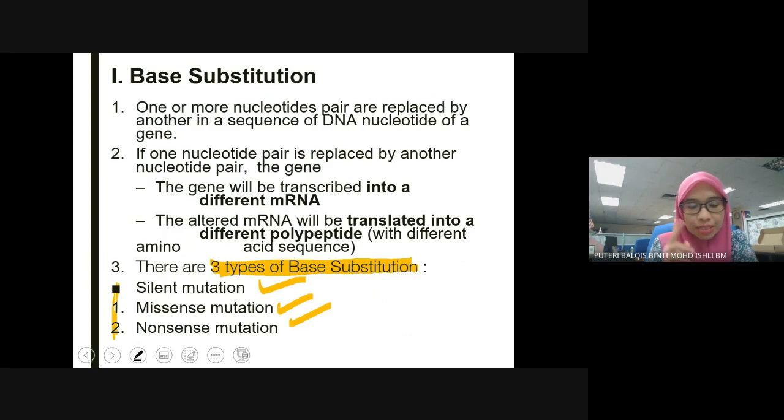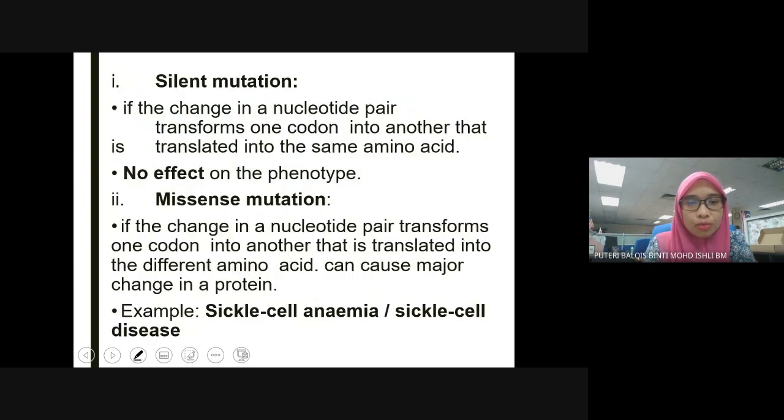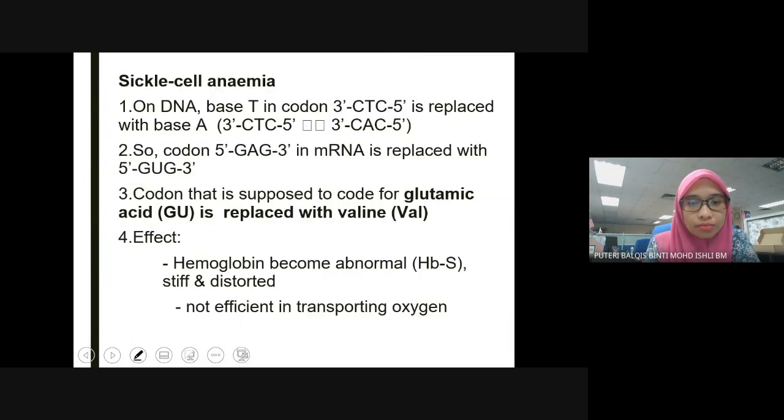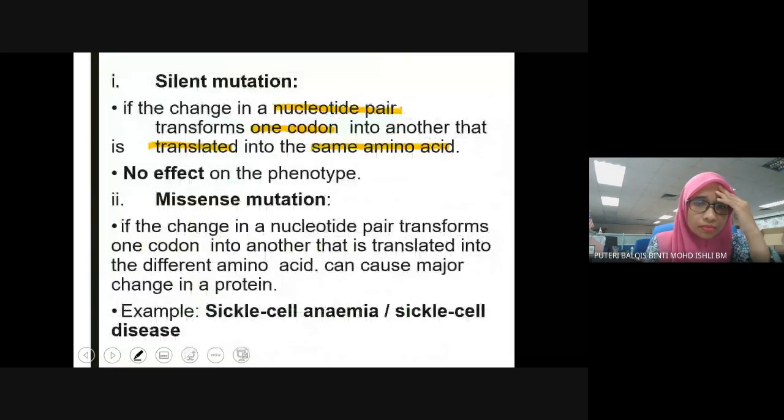Okay, silent, missense, nonsense. Silent mutation apabila change in nucleotide pair transforms one codon into another that is translated into the same amino acid. No effect on the phenotype. Maksudnya, contoh, saya explain dulu, nanti minggu depan saya tunjuk apa beza silent, missense, nonsense.